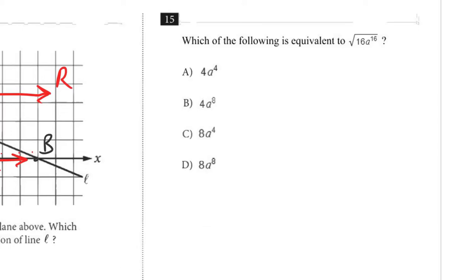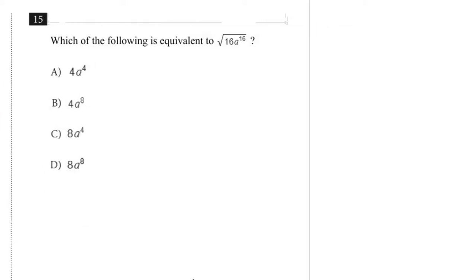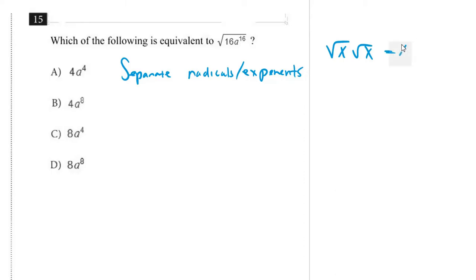15 is asking us to simplify a radical. And in many situations, you want to separate radicals or exponents. Not always, but there are definitely some situations where it comes in really handy. Because the square root of x times the square root of x is x, but the square root of x times the square root of y is the square root of xy. So that second rule can be done backwards.